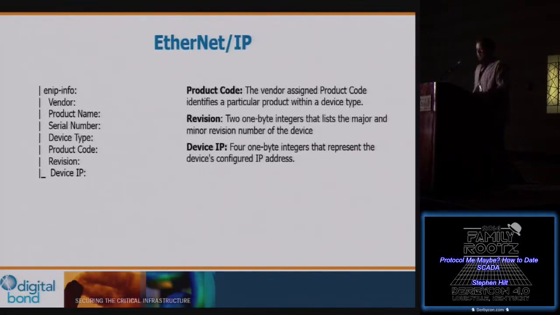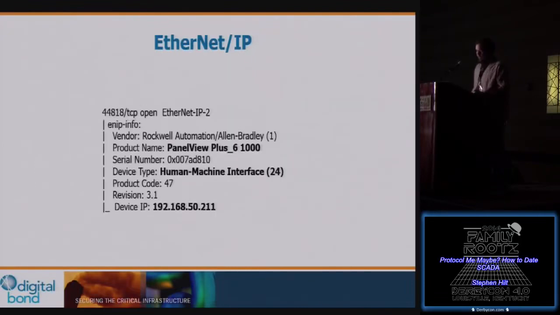You also get the product code, revision number, and the device IP address is the information we're pulling out of the packet. Here's an example of a device. It is a PanelView Plus, listed as a human-machine interface, which it is. PanelView Pluses tend to be Windows CE or Windows XP embedded, so that's kind of interesting to figure out just by pulling that information out of it. Its serial number. And then 192.168.50.211 is not the IP address that was scanned, so this one is behind a NAT or a firewall.